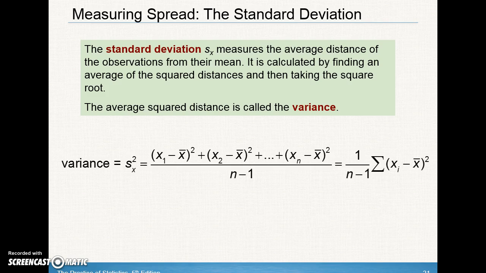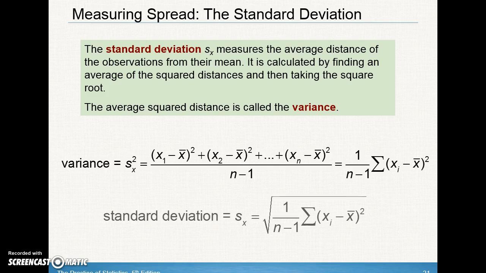So here are some formulas. This looks pretty scary. Just take a look at it and see if you can figure out what's here. It's really not anywhere near as bad as it looks. And there's our standard deviation.